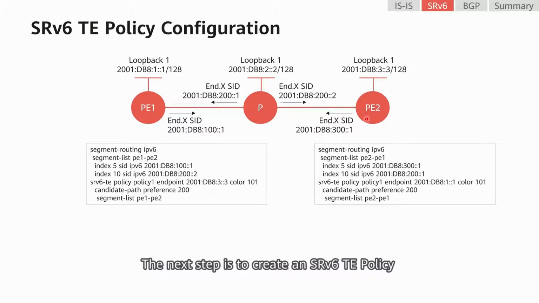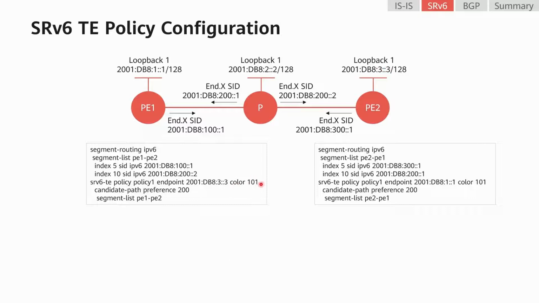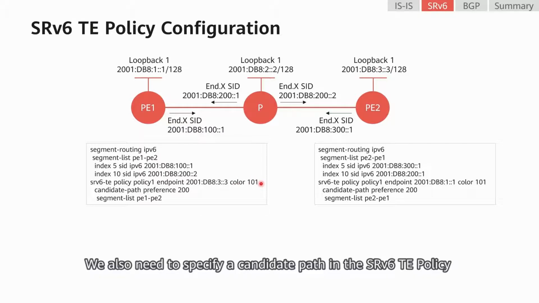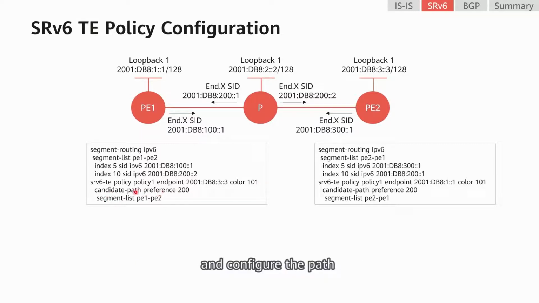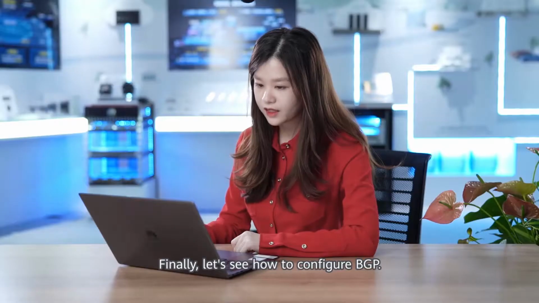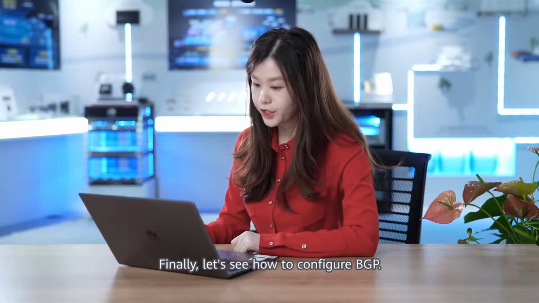The next step is to create an SRv6 TE policy whose endpoint is a loopback interface address on P2, and color value is 101. We also need to specify a candidate path in the SRv6 TE policy and configure the path to reference the previously configured segment list. Finally, let's see how to configure BGP.